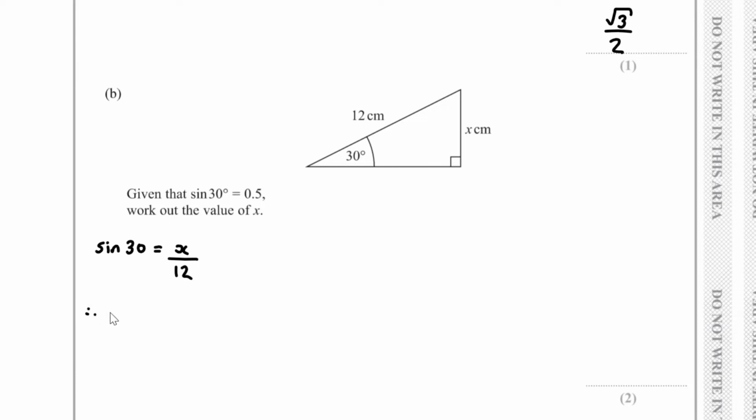So therefore, x is equal to 12 sine 30. We know that sine 30 is a half. So we have 12 multiplied by 0.5, which is 6. So x is 6.